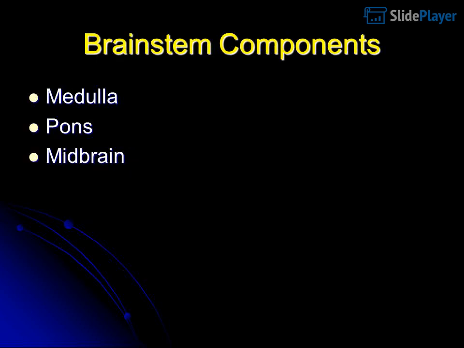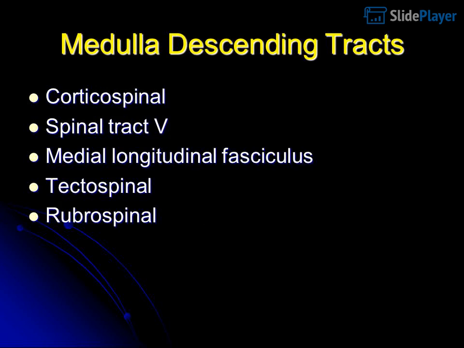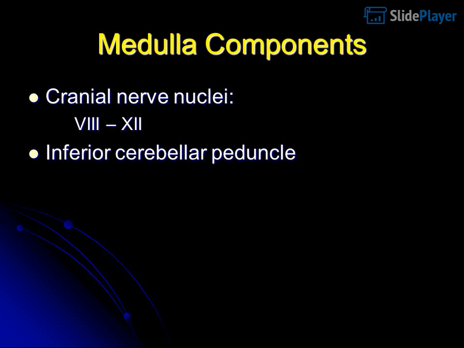Brainstem components: medulla, pons, midbrain. Medulla ascending tracts: medial lemniscus, spinothalamic tract, spinoreticular tract, spinocerebellar tract, cuneocerebellar tract. Medulla descending tracts: corticospinal, spinal tract V, medial longitudinal fasciculus, tectospinal, rubrospinal. Medulla components: cranial nerve nuclei, inferior cerebellar peduncle.